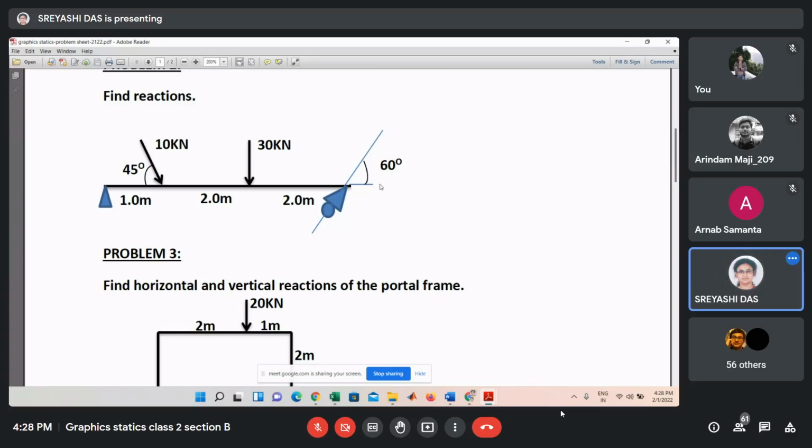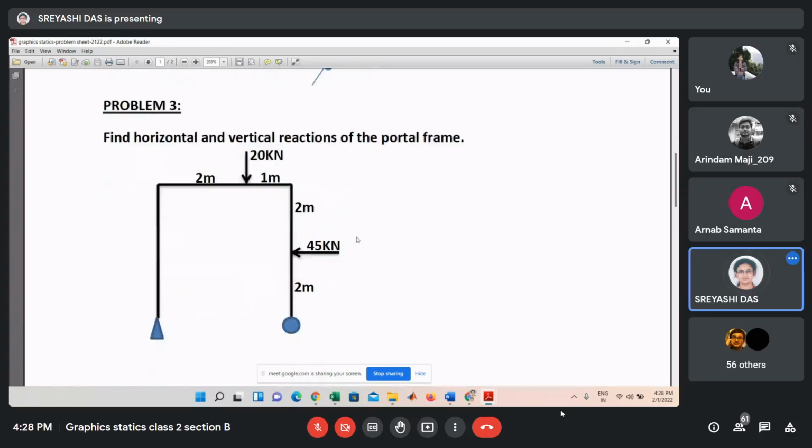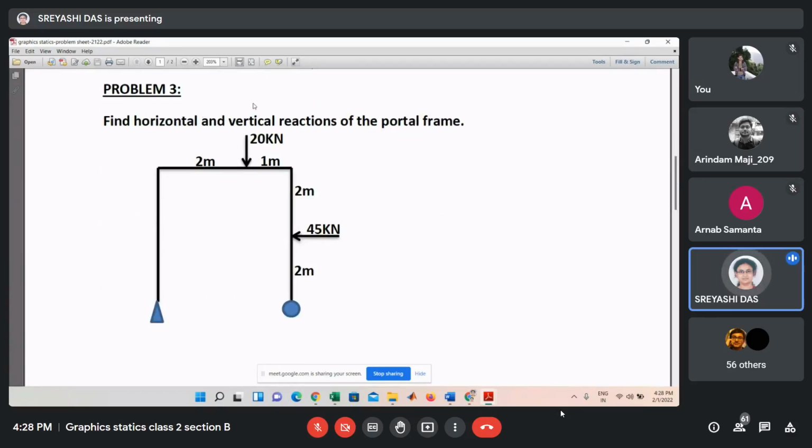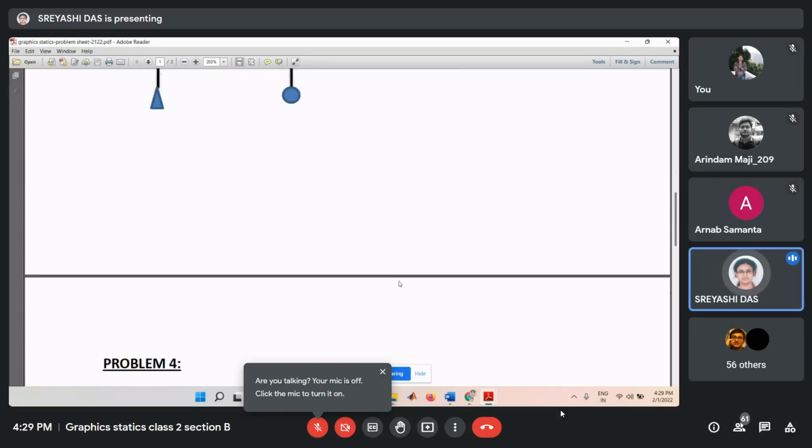That will be your analytical solution, and graphically, when you do this, you have to draw the reaction line, and that reaction also will be at an angle of 60 degrees with the horizontal. Problem 3 is the same problem that we discussed today, only the values are given here. Similar problems were discussed in the previous year too, but all the data have been changed. So follow the class and do these problems.